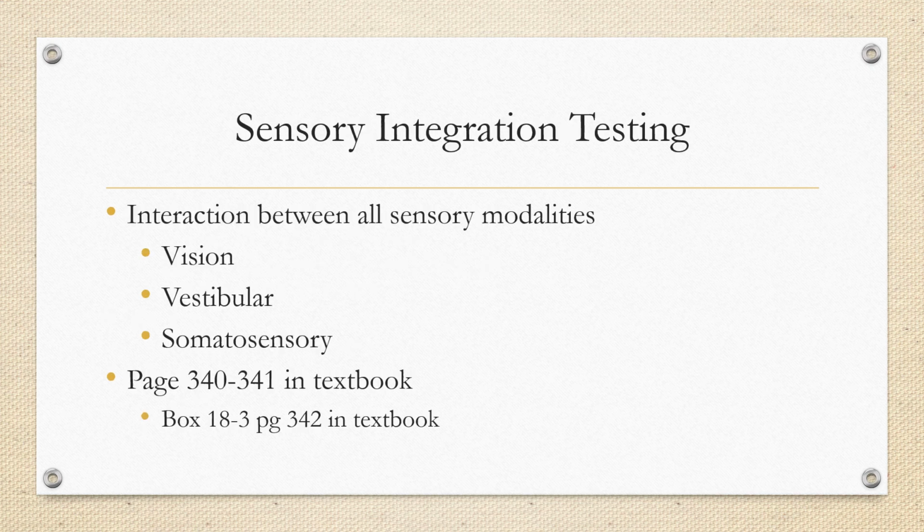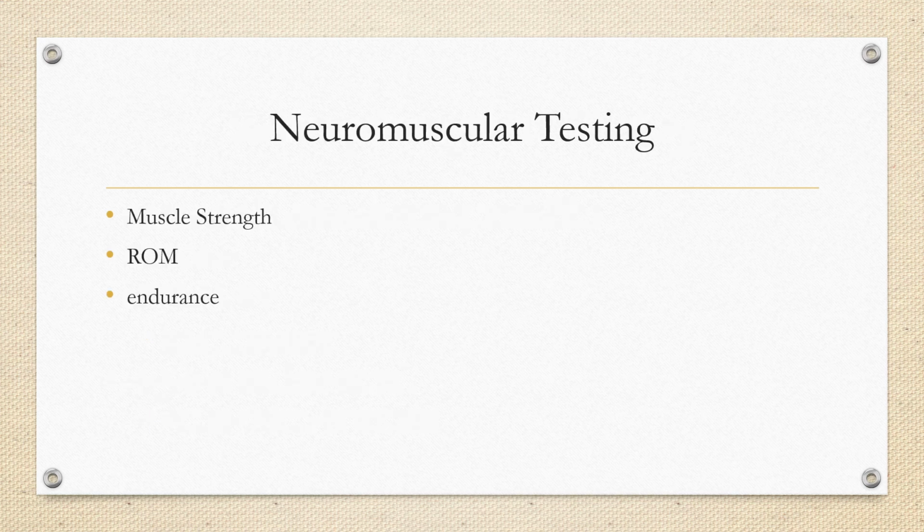So we need to make sure we understand the interaction between all of those modalities that we just discussed. Pages 340 and 341 and box 18-3 in your book provide other testing measures as well. So you might want to just look over those, but most of these are probably ones that you've done previously in other classes. The neuromuscular testing, pretty basic and stuff you guys have learned since practically day one of PT school, looking at their muscle strength, their range of motion, and their endurance to see how they're faring in those areas.